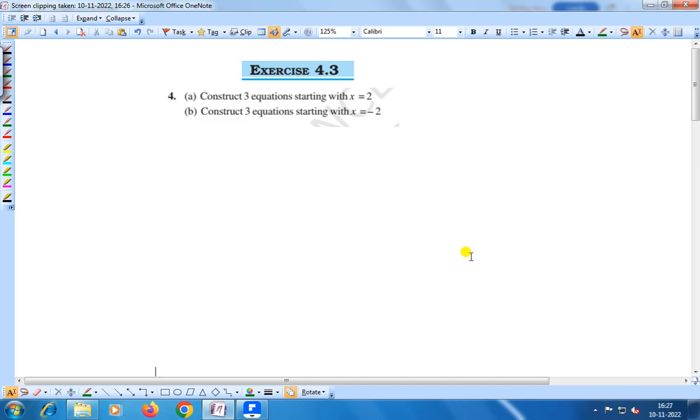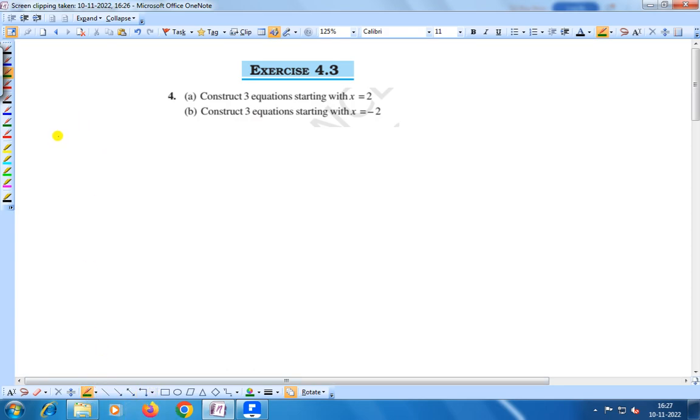Hello everyone. Today we shall discuss exercise 4.3 question number 4. A. Construct three equations starting with x is equal to 2 and B. Construct three equations starting with x is equal to minus 2. Let us find two equations.